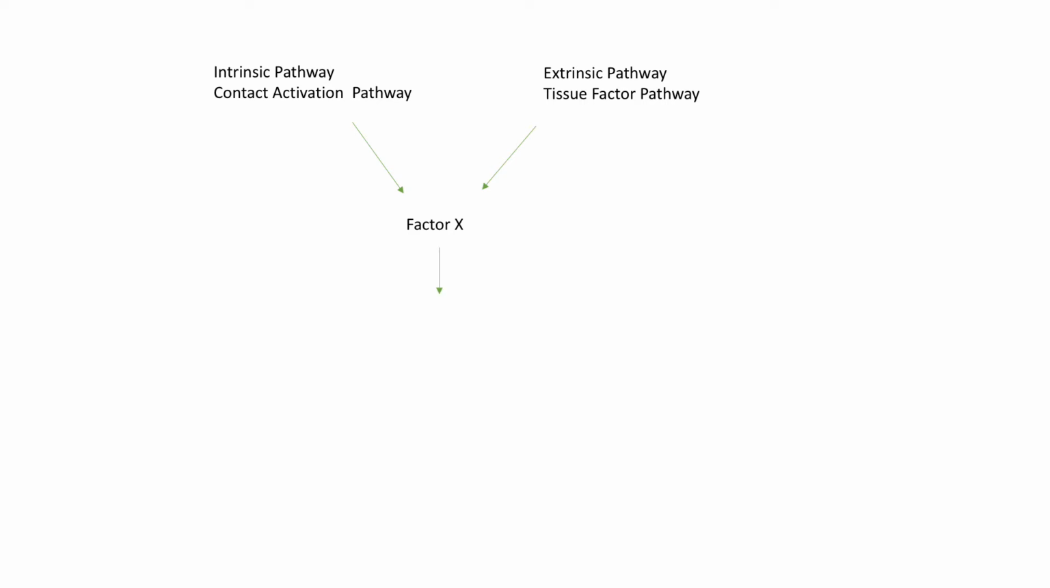Activated factor 10 converts prothrombin to thrombin. Thrombin then converts fibrinogen to fibrin. Fibrin polymers then strengthen the platelet plug and result in formation of a blood clot. We can see factor 10 and thrombin have a central role in the coagulation pathway, and many anticoagulant drugs act through these two factors.